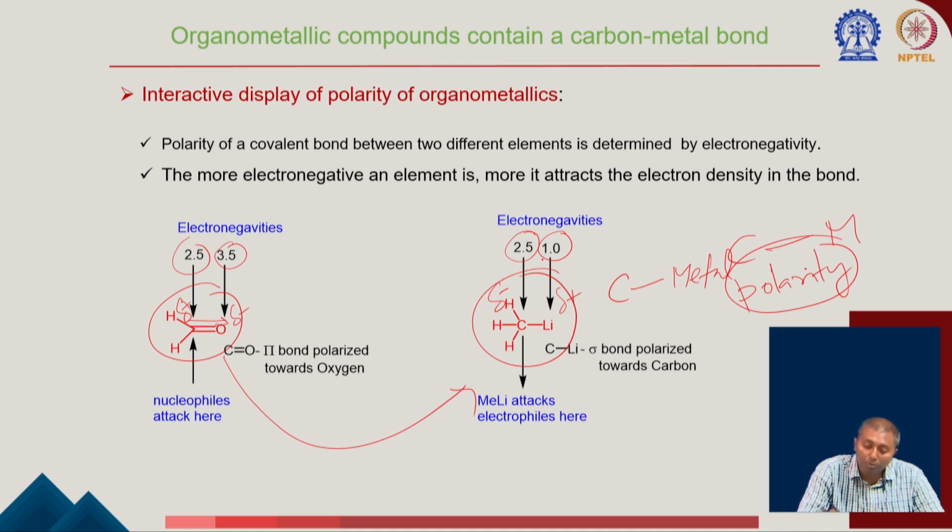So that means most of the electron density of this carbon-lithium covalent bond is actually lying on the carbon atom. Okay. So that's why in the case of this type of methyl lithium, it's mostly like a CH3 minus, you can think about.